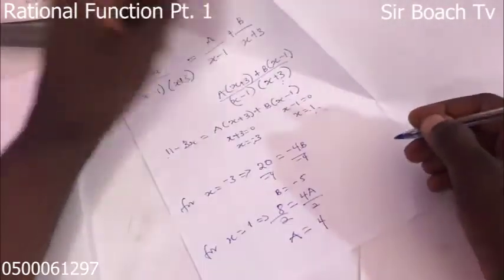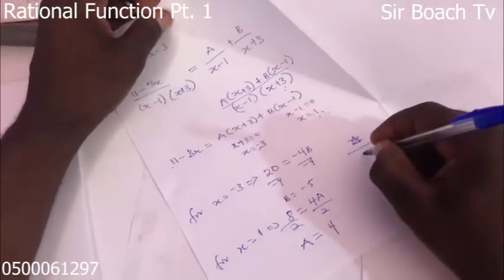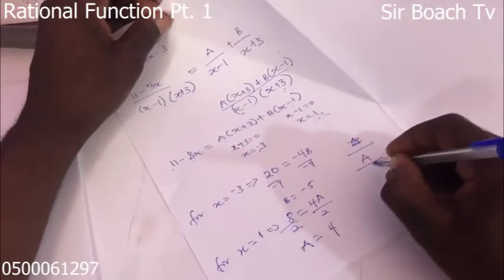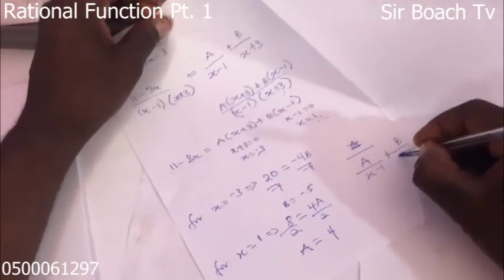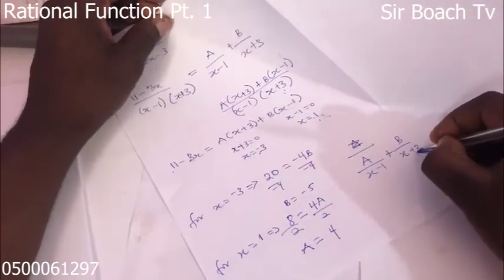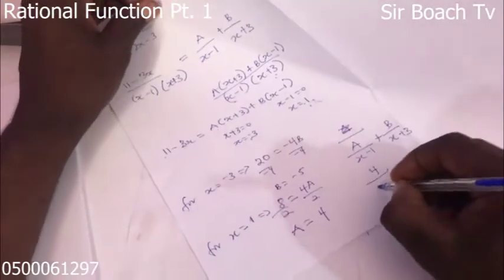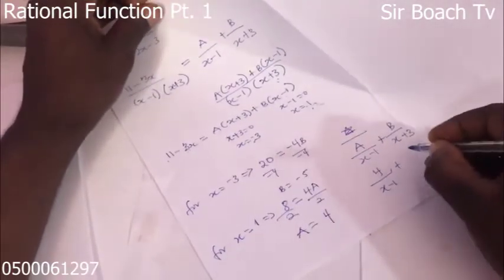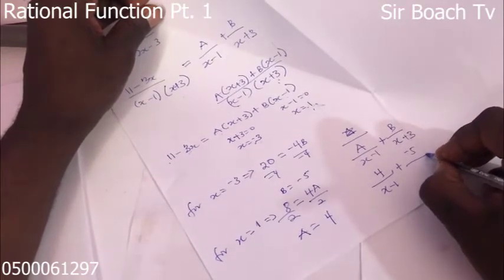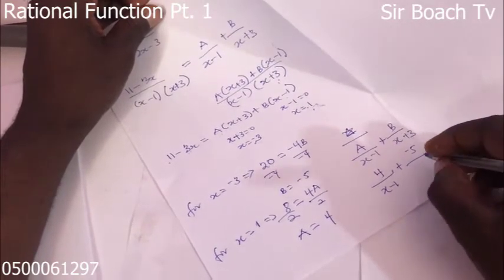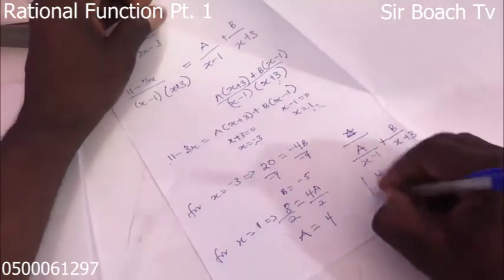So we'll put them on it. So we already have a over x minus 1 plus b over x plus 3. So the a is 4. So I'm going to get 4 over x minus 1 plus minus 5 over x plus 3. So that's our final answer.